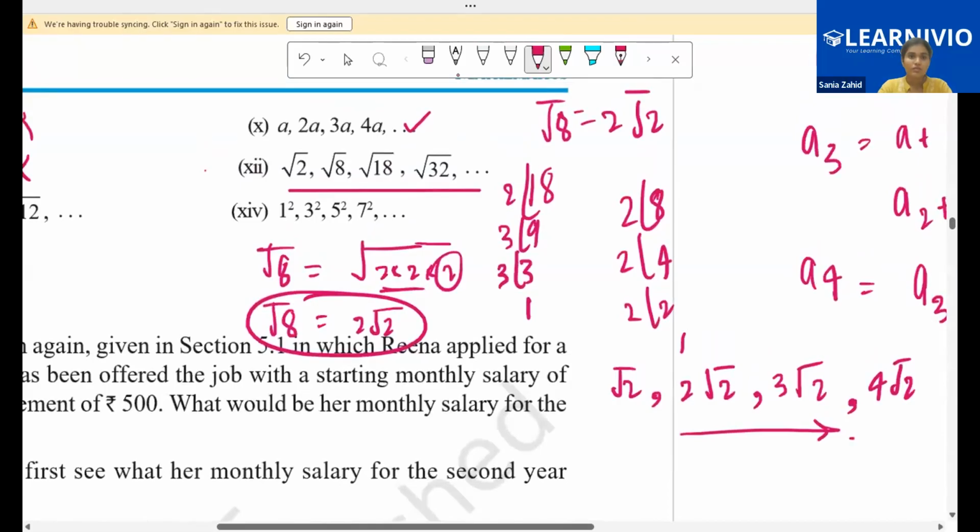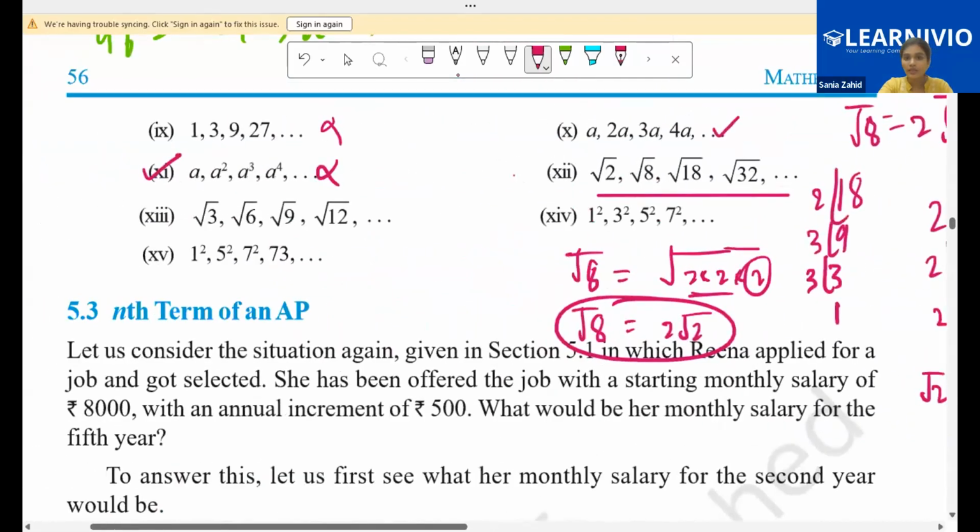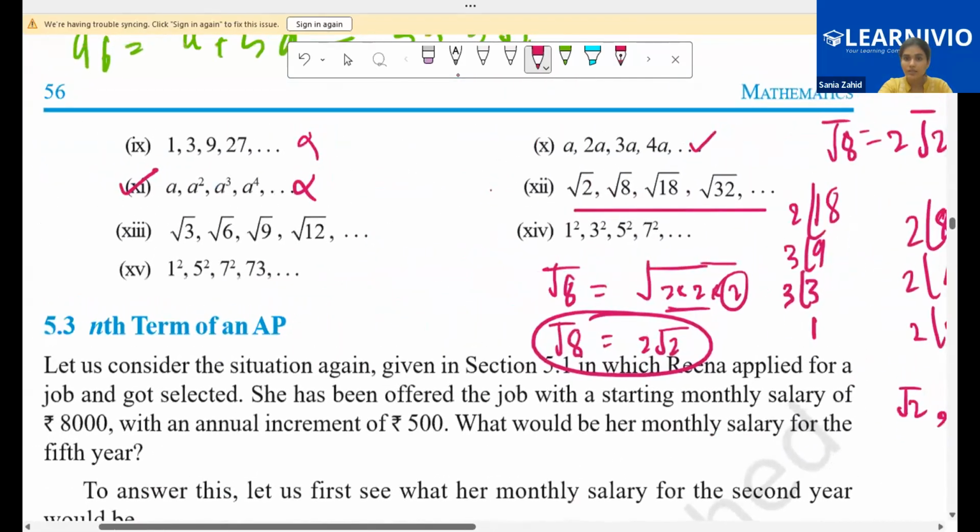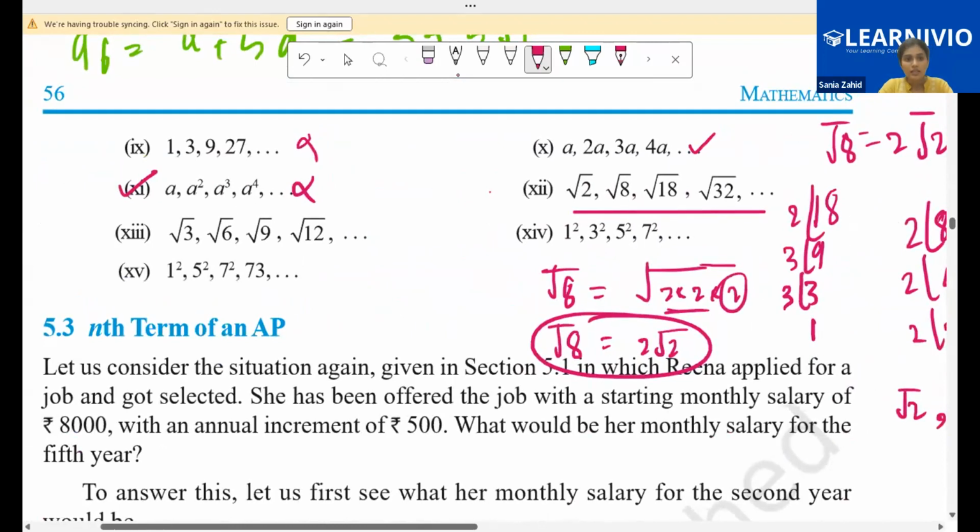Yes. So this one, the 8th one is a similar pattern like the 7th one. The next one is 1 square, 3 square, 5 square, 7 square. This is not an AP, but still, how will you do it? You will first write the terms. The terms are 1, 9, 25, 49 and so on. And now you know that you are not getting similar terms.